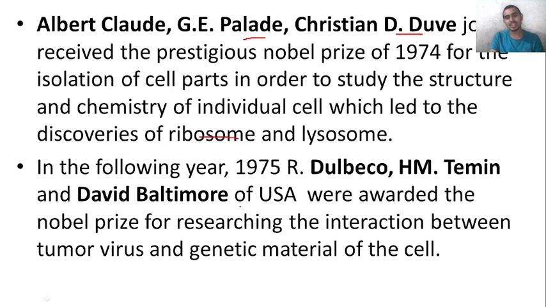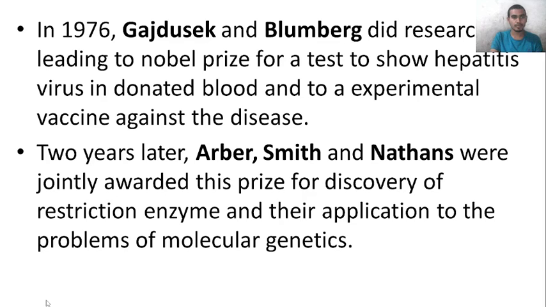In the following year, 1975, Dulbecco, Temin, and Baltimore of the USA were awarded the Nobel Prize for researching the interaction between tumor viruses and the genetic material of the cell. In 1976, Gajdusek and Blumberg did research leading to the Nobel Prize, for a test to show hepatitis virus in donated blood and for an experimental vaccine against the disease. Two years later, Arber, Smith, and Nathans were jointly awarded the prize for the discovery of restriction enzymes and their application to the problems of molecular genetics.